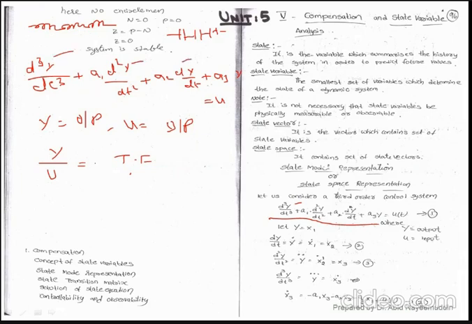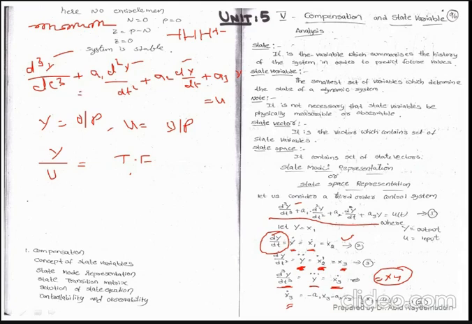So what I am assuming here is dy by dt is equal to y dot, which is equal to x1 dot, which is also equal to x2. So let d square y by dt square be y2 dot, which is equal to x2 dot, which is also equal to x3. So d power 3 y by dt power 3 is equal to y3 dot, which is also equal to x3 dot.